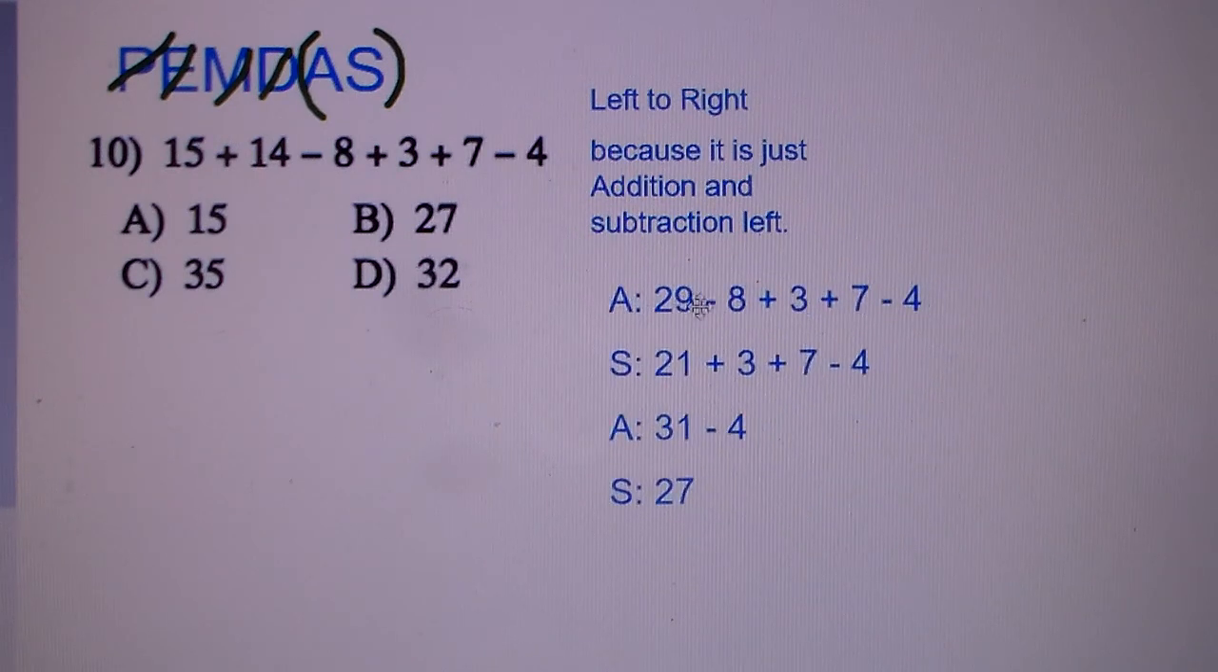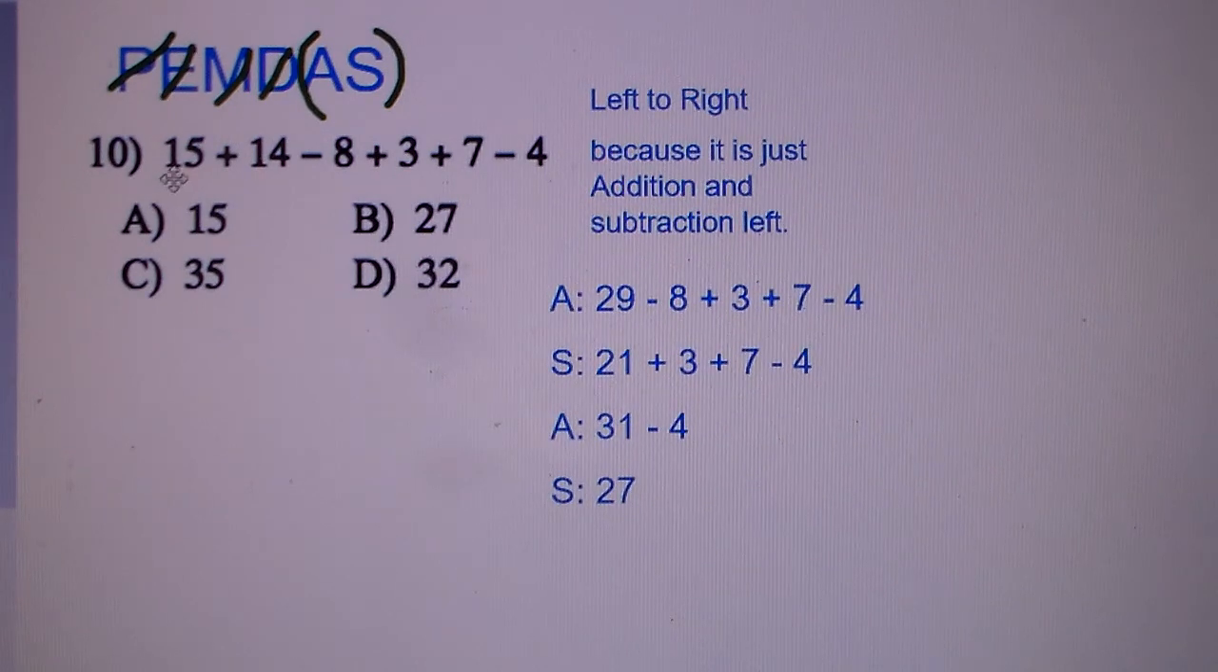And when we do that, we take care of the addition first, because 15 plus 14 is addition. That gets us to 29. And then I wrote out the rest of it: negative 8 plus 3 plus 7 minus 4. Next up was subtraction. So 29 minus 8 gets you 21.